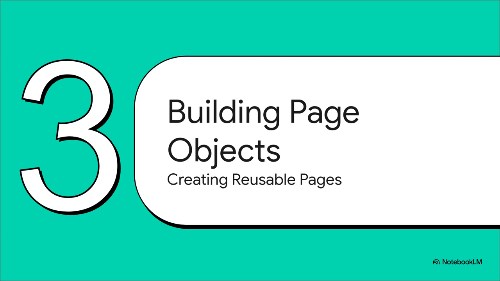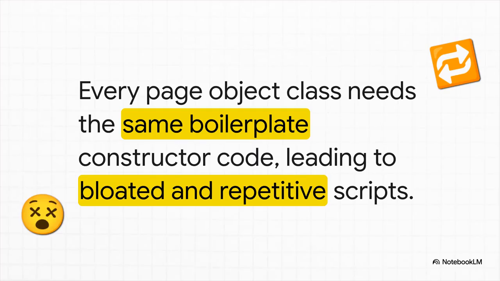And for this, we're going to use this really clever design pattern. It's called the page object model. So let's look at a common problem this solves. Imagine your app has dozens of different pages. If you have to write the same exact setup code over and over and over again for every single page, your code just gets bloated. It's super repetitive and a nightmare to maintain.